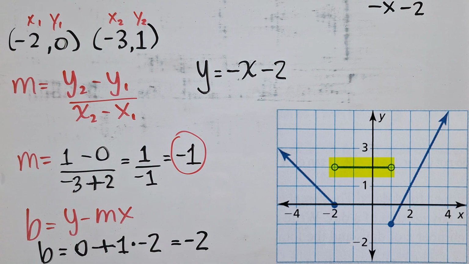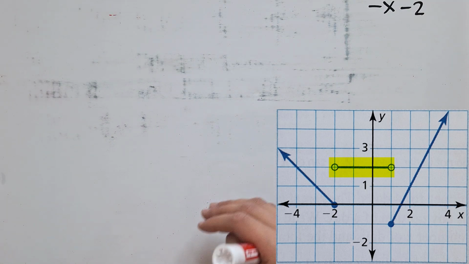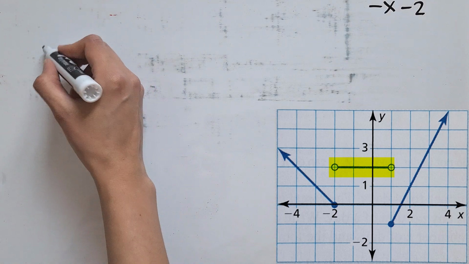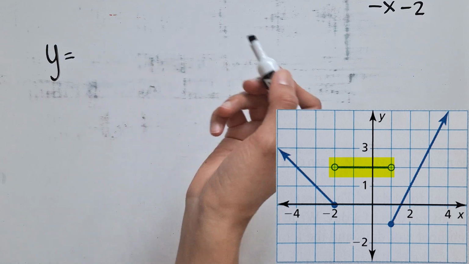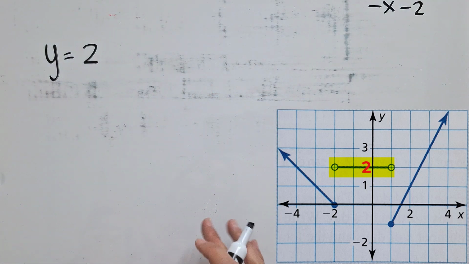Now, the other part is in the middle, right? That part is very easy. When we have horizontal lines, those are very easy to write because we simply write y equals, and we just put the number in y, which is 2. That's the whole equation. So we have the second one. I'm just going to put it here in the corner, and then we put them all together.